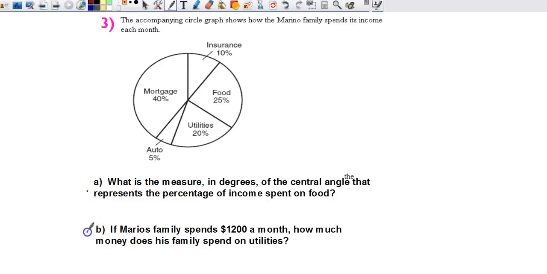A couple of questions to answer in regards to those. The first one says, what's the measure in degrees of the central angle? Central angles are these angles in the middle. That represents the percentage of income spent on food. So we know that percent is 25%, but we want to know what degree that is. So we want to find 25% of 360 degrees.